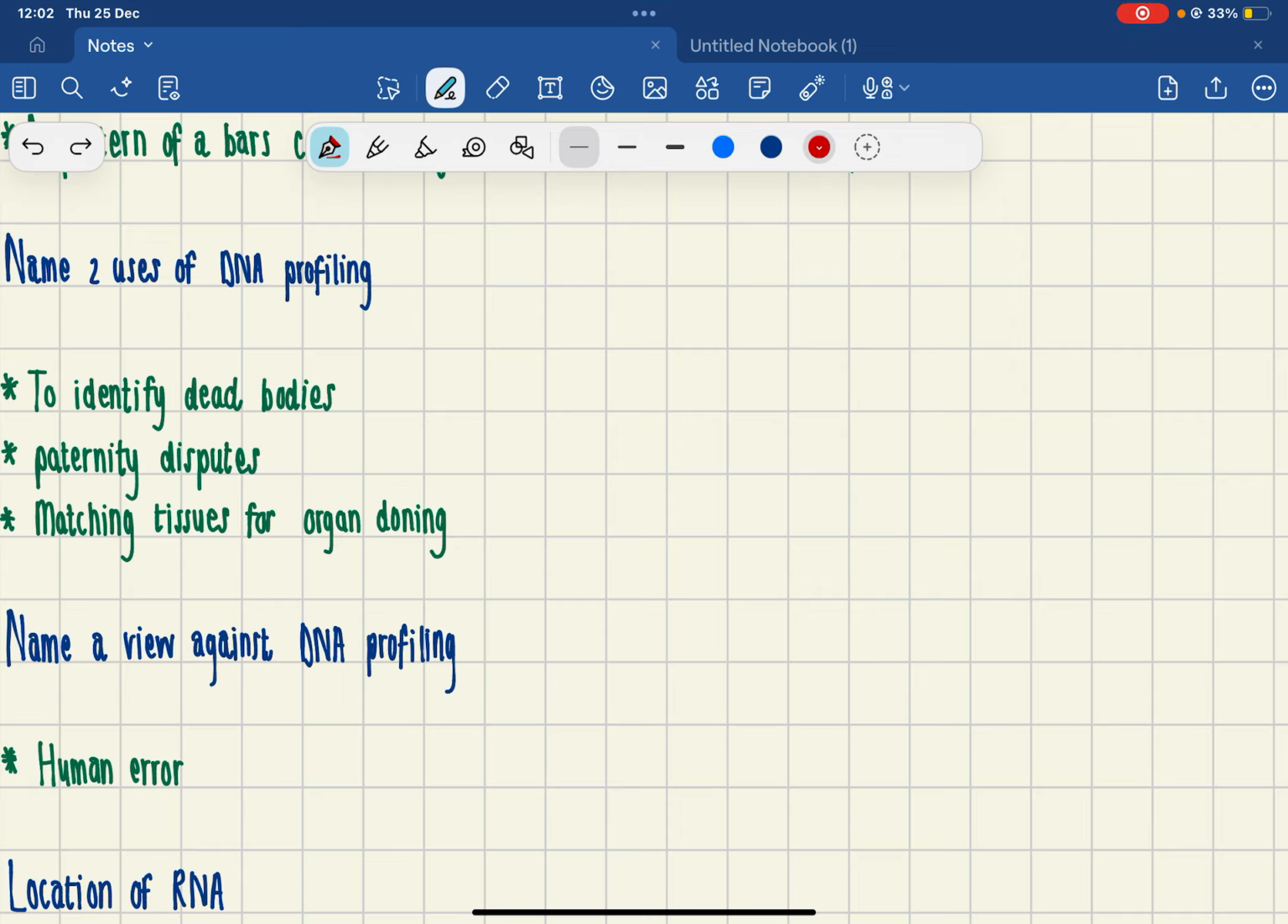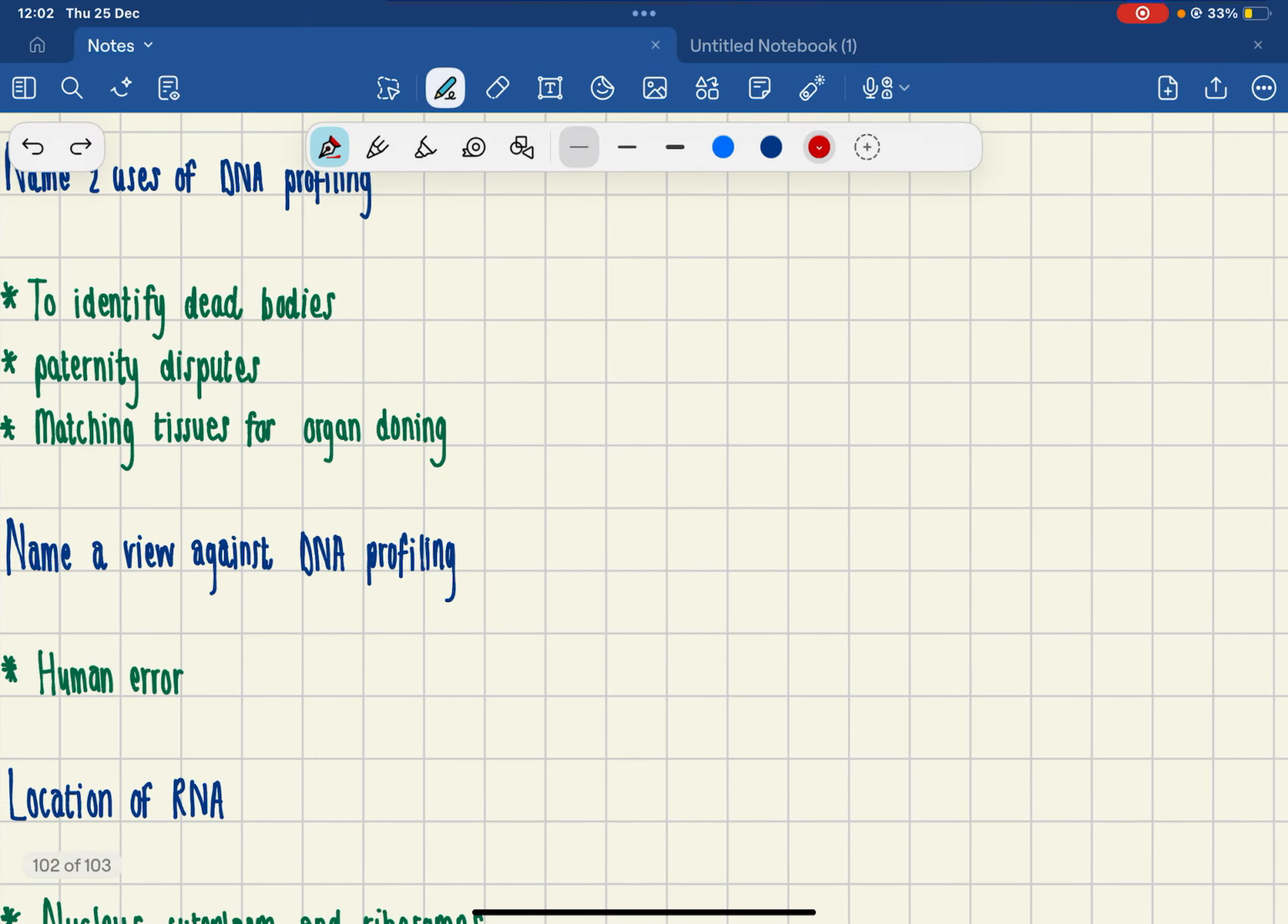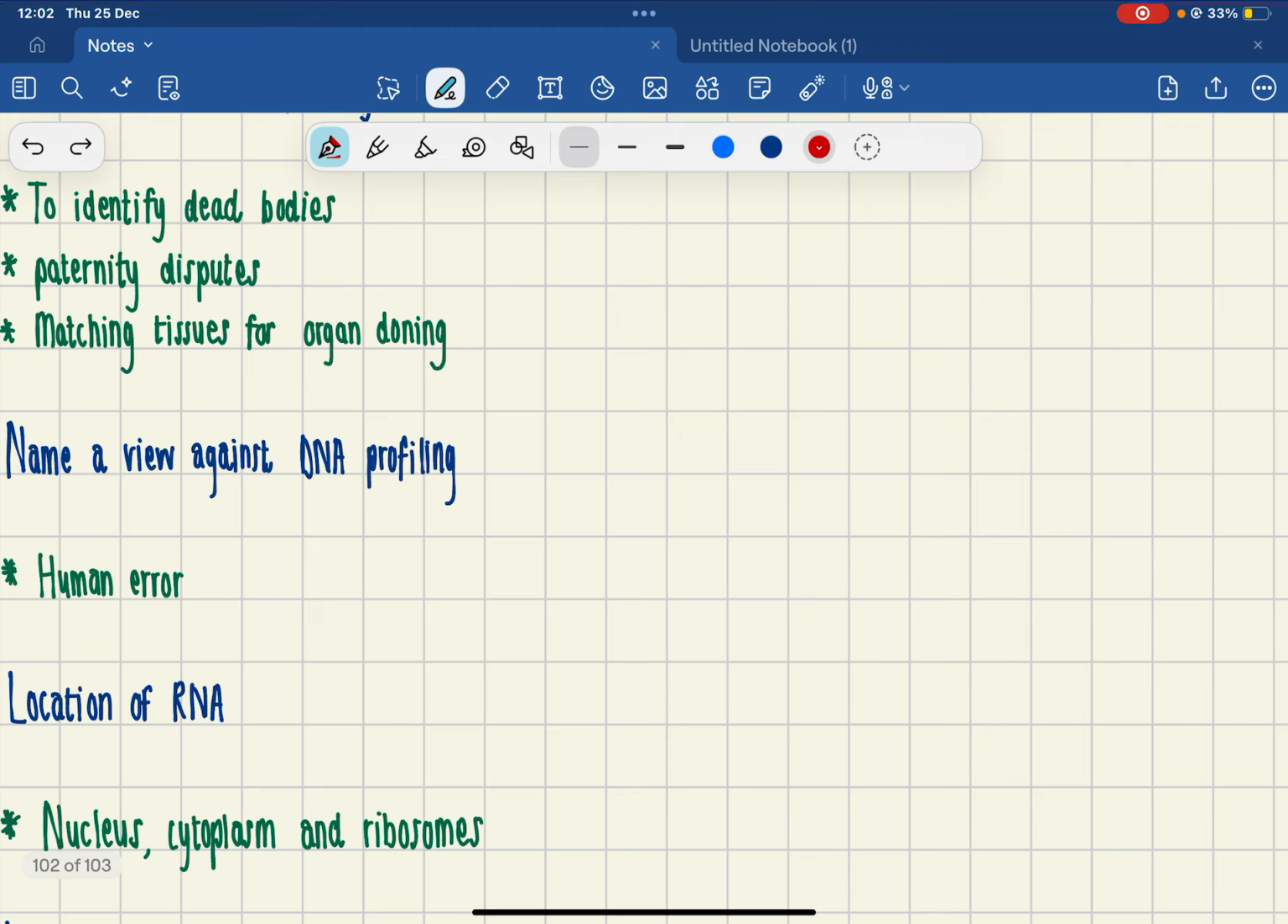Hopefully that never happens to you. And then from there on, matching tissues for organ donating. That's where we use DNA profiling. Now, name a view. They can ask you to name a view, especially in these investigative questions. Name a view against DNA profiling. Well, we know that we're humans, so human error, boys and girls, can occur.